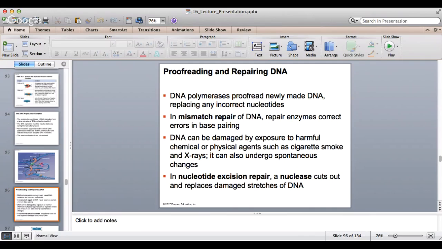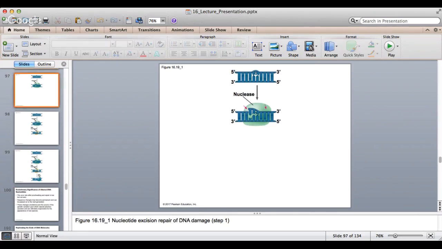So, in a nucleotide excision repair, a nuclease, an enzyme, will cut out and replace damaged stretches of DNA. So as DNA polymerase, Bob the Builder, is working along and proofreading everything and building it up, if there is anything that's wrong, they can cut out those segments and replace them. You can kind of see an example on figure 97 or slide 97. If there is an error, something doesn't link up right, a nuclease will come in, DNA polymerase will resolve it, and ligase will glue it back together again.